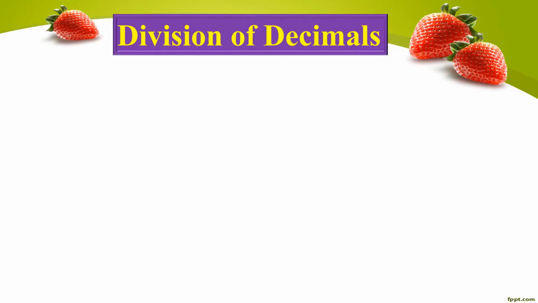Division of decimals. When a decimal number is divided by 10, 100, 1000 and so on, the decimal point moves to the left by the number of places equal to the number of zeros in the divisor. Let us see some, you will get clear.